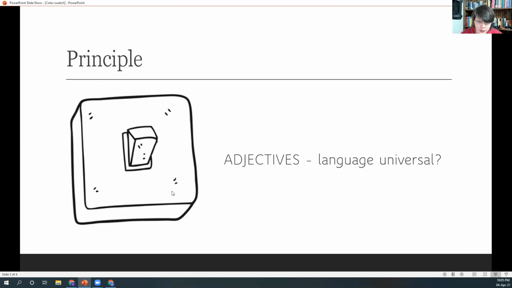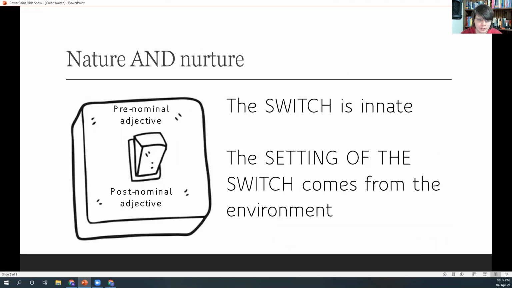So we are born with the switch. We are born with the principle that languages have adjectives. If we put the switch up here, then it's flipped on this side for languages which are pre-nominal, like English, or if the child learns Spanish, then the child will flick the switch this way, which is post-nominal. So here we have nature and nurture working together. Nature gives you the switch, and nurture determines if the switch is here or here.